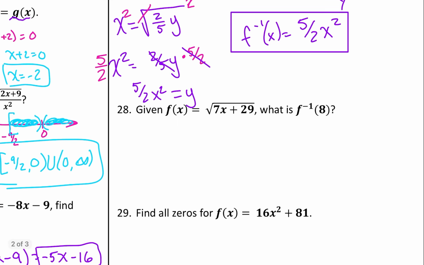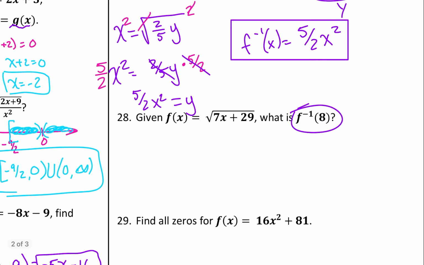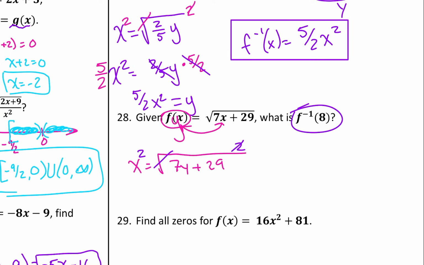For 28, it's the same idea, but they ask us to then figure out what f inverse of 8 is afterwards. So we need to plug all our stuff in and then do that at the end. So same thing, change this to a y and flip-flop the x and the y. So it becomes x equals the square root of 7y plus 29. So the first thing I'm going to do is square both sides here. So squared and squared. That cancels out this square root here.